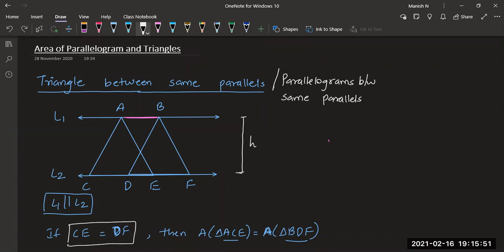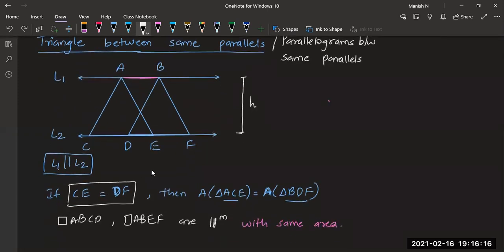Because we have already said that they are between the same parallels, which means they have the same height. If they have the same height and you have drawn the bases as equal, then their areas are supposed to be equal, because area of a triangle, what is it? It's half into base into height. So if the heights are equal and the bases are equal, the areas are supposed to be equal.